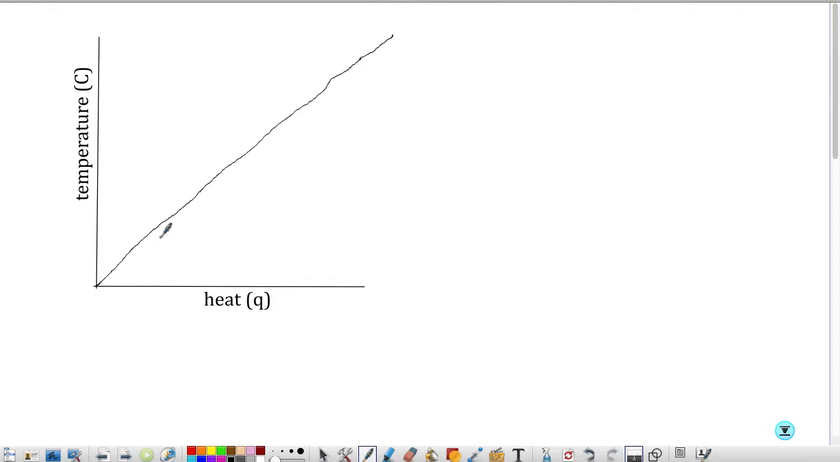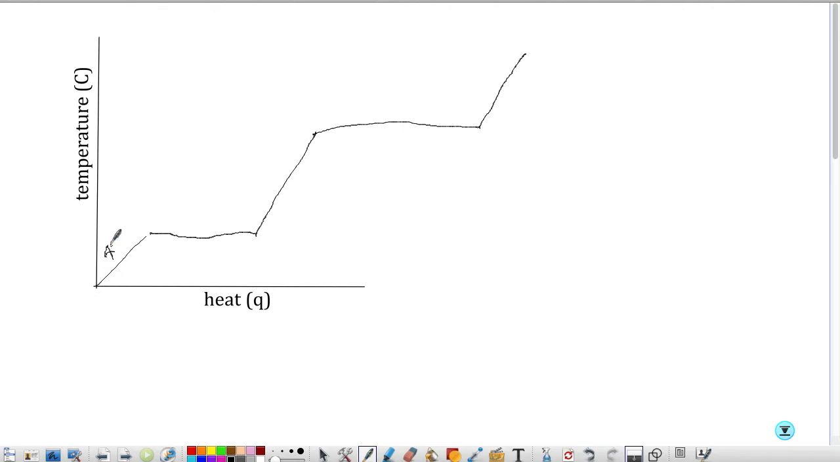However, there's an issue with this. The graph does not actually make a straight line. There are points where you have level areas. Okay, so let's talk about what's going on here.